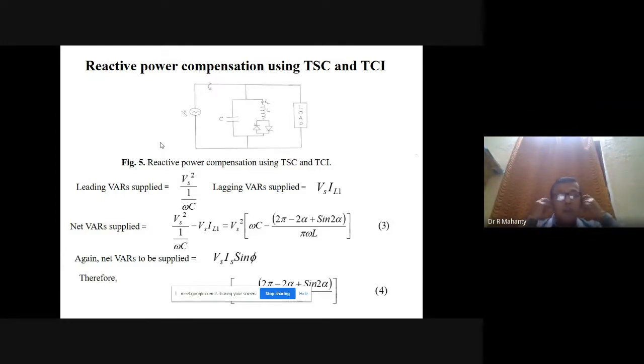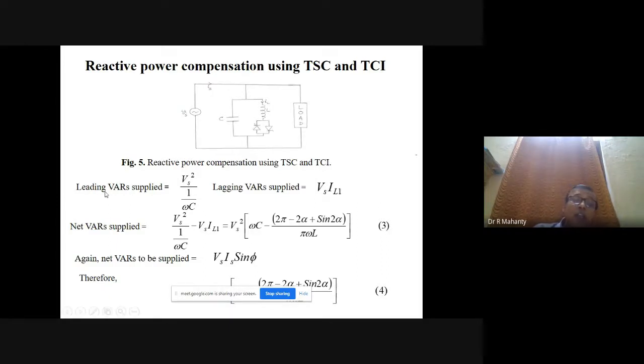So in this diagram, this capacitor depicts the thyristor switched capacitor, and already I have told you that this gives you a fixed value of capacitance. Okay, and then we have a thyristor controlled inductor which gives you a variable value of inductance. Now, in this total scheme, let us see how the power factor can be controlled.